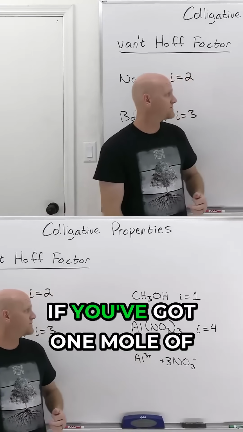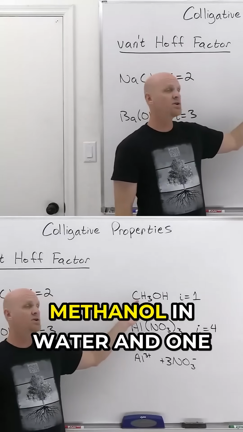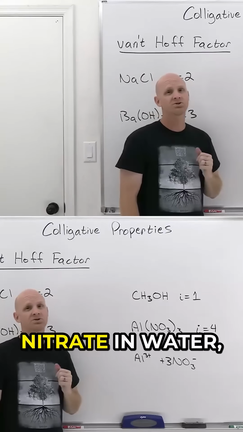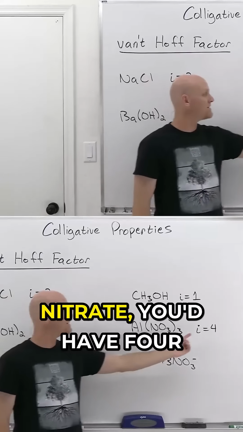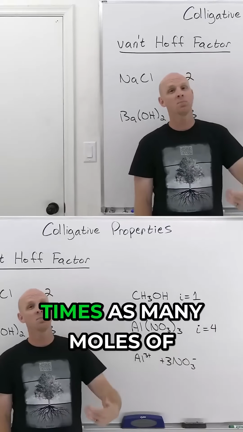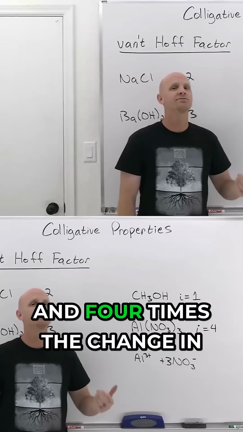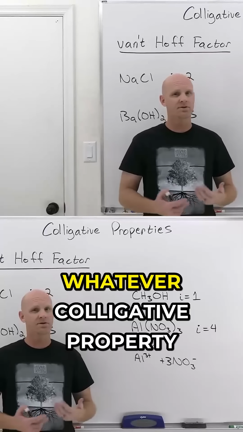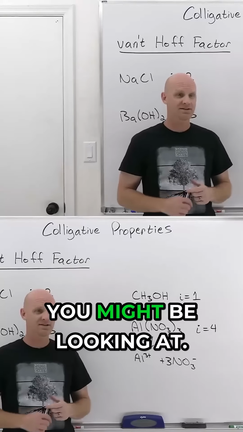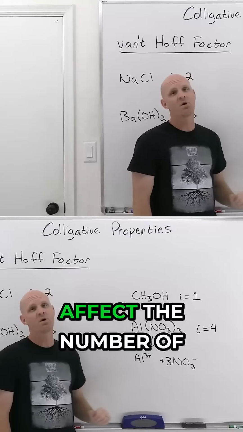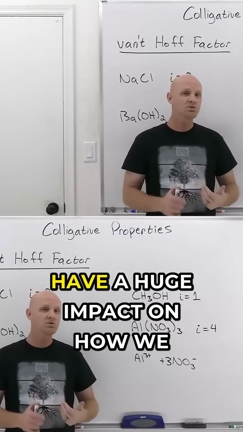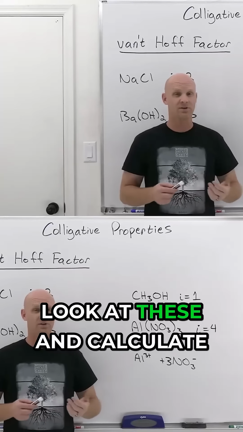And so it turns out, if you've got 1 mole of methanol in water and 1 mole of aluminum nitrate in water, well, with the aluminum nitrate, you'd have 4 times as many moles of particles and 4 times the change in whatever colligative property you might be looking at. And so that's why these directly affect the number of particles in solution and are going to have a huge impact on how we look at these and calculate these colligative properties.